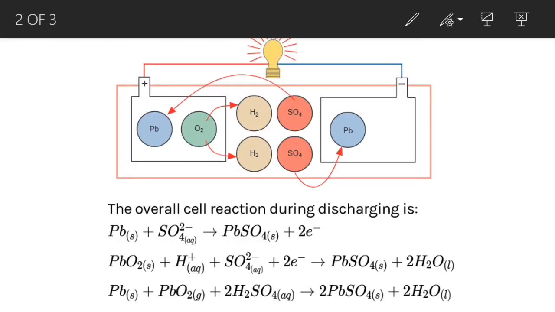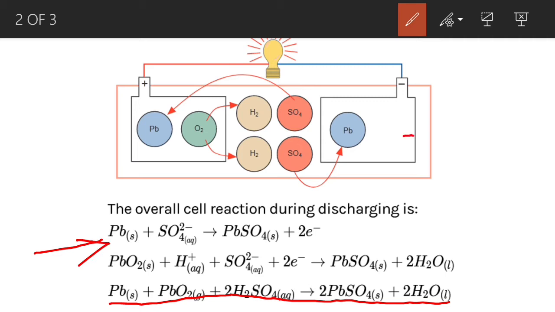Now coming to the discharge reaction, this is the reaction which takes place during discharge. In the first step we have the anode reaction. This is the anode, and here we have lead.